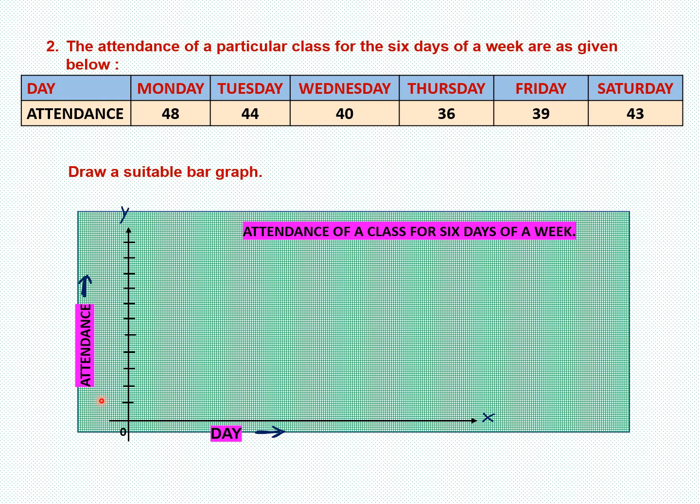In the previous question, we took 20 and we counted in 20s, 20, 40, 60, 80. Now this time, how are we going to do it? Let's look for the largest number here. 48, 44, 40, 36, 39 and 43. The largest number is 48. That means on our y-axis, we need to show 48.